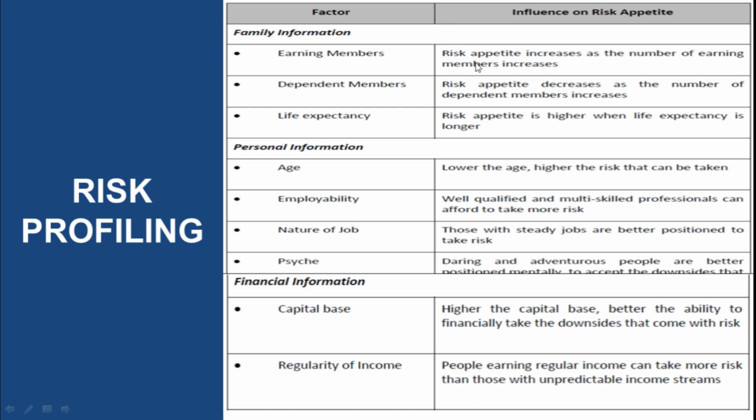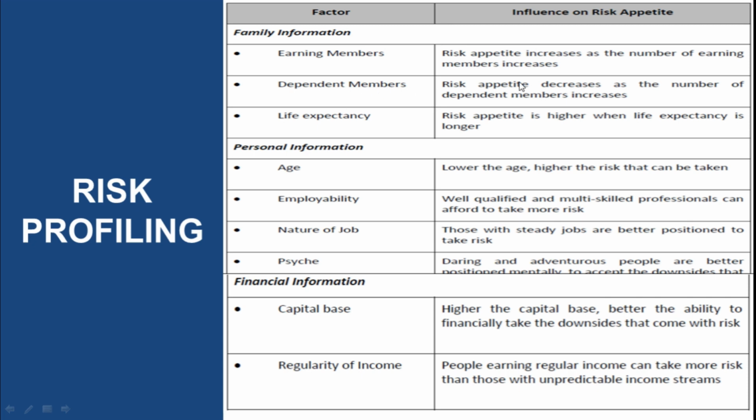So even if some of your investment is not doing well, you are taking higher risk, they would be able to manage the finances of the family. So the more earning members, the more your risk appetite would be. In the same way we can also say that the fewer the earning members, the less your risk appetite would be. So you would be able to take less risk if there are fewer earning members in your family.